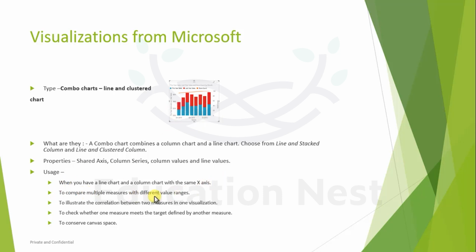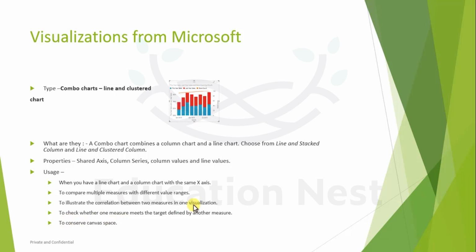To compare multiple measures with different value ranges. So these are the multiple measures. To illustrate the correlation between the two measures in one visualization. When we say measures, it means two formulas. To check whether one measure meets the target defined by the other measure. Like I said, this can be a target, these can be the values. And to conserve the canvas space.